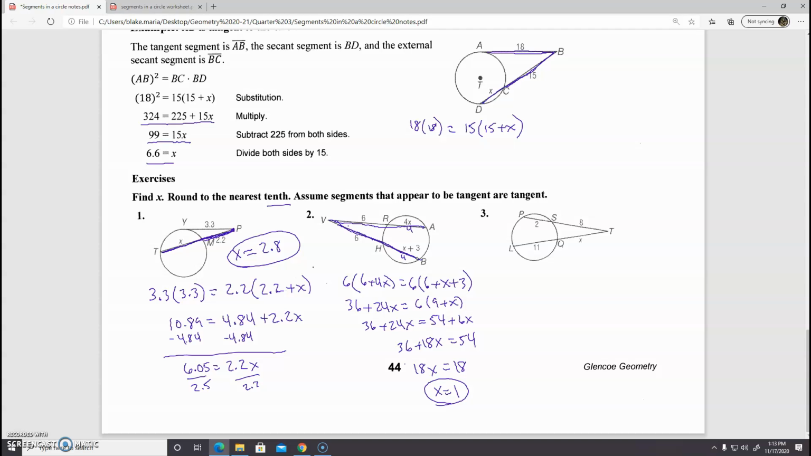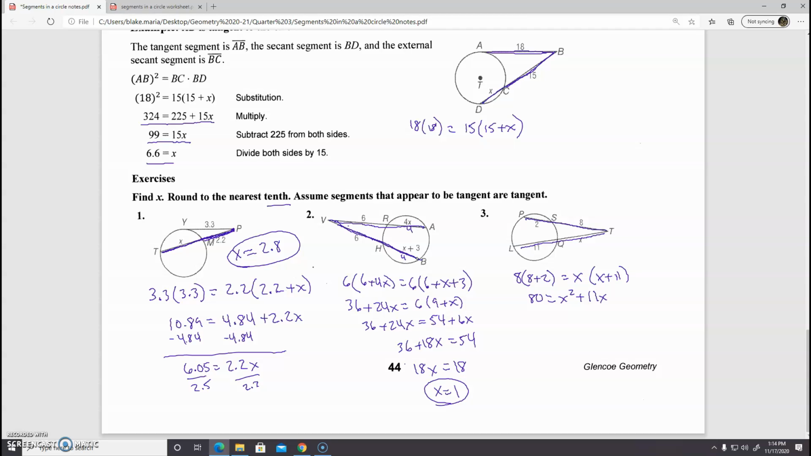All right, last but not least. Chunk times whole, so 8 times 8 plus 2 gets me 10. But I'm going to write 8 plus 2 just so you know where it came from. Chunk times whole, x plus 11, the whole thing, add them up. So we have 8 times 10 is 80, x times x is x squared, x times 11 is 11x, and this is a quadratic.